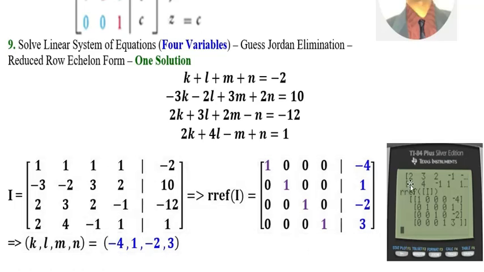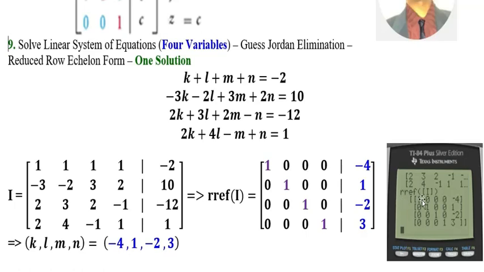And here is the matrix we create in the calculator. It is 1, minus 3, 2, 2, 1, minus 2, 3, 4, 1, 3, 2, minus 1, 1, 2, minus 1, 1, augmented with minus 2, 10, minus 12, 1.